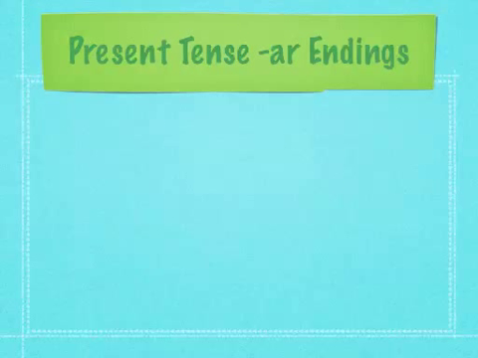Now, when we conjugate AR verbs, we have a certain pattern. All the verbs have an ending. So for yo, it's an O. So these endings are according to the subject. So according to what the subject is, we will conjugate the verbs. So for yo, we have the O ending.